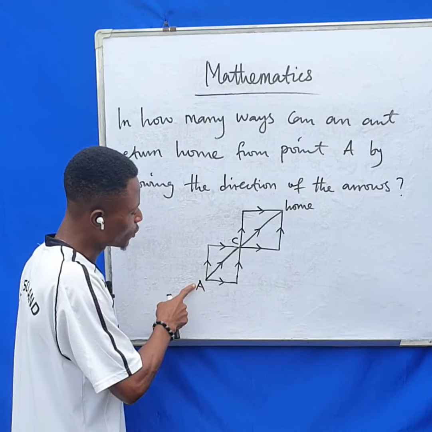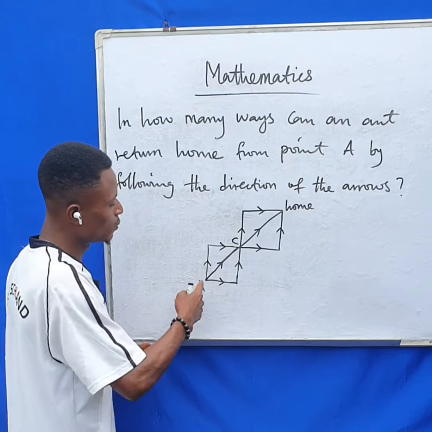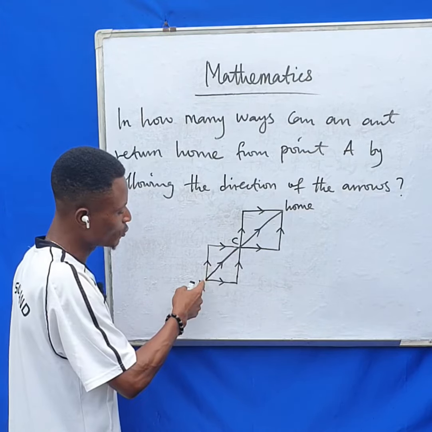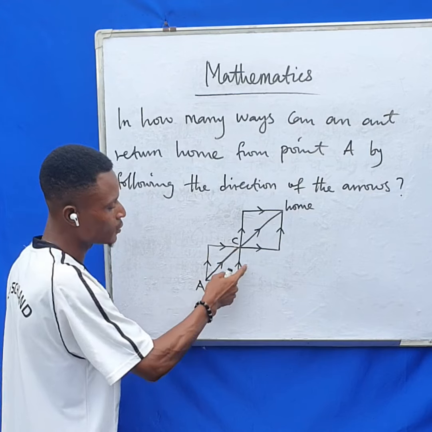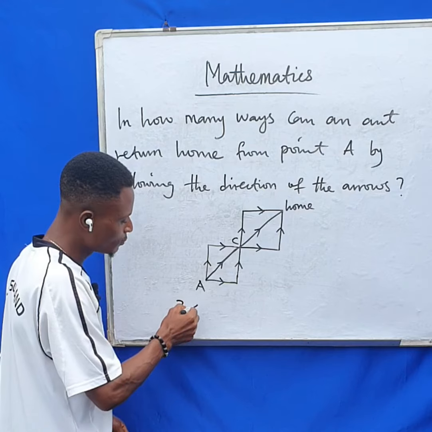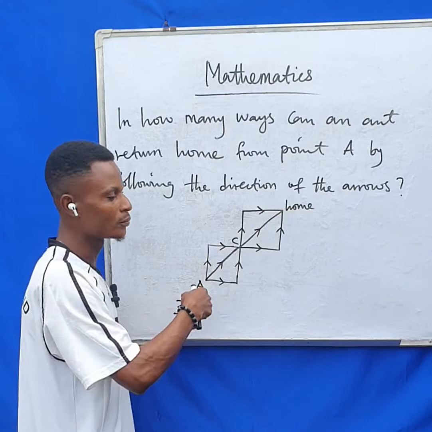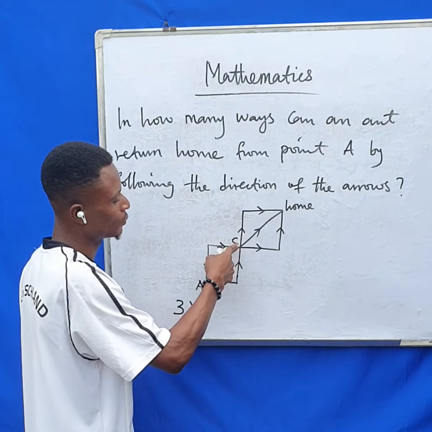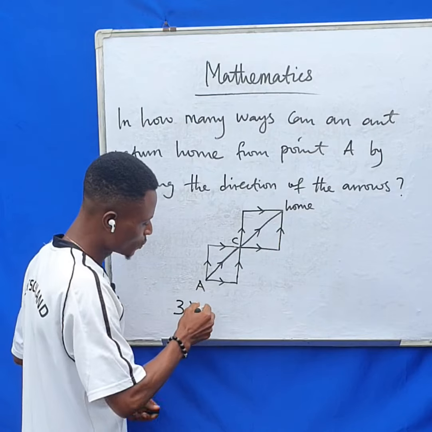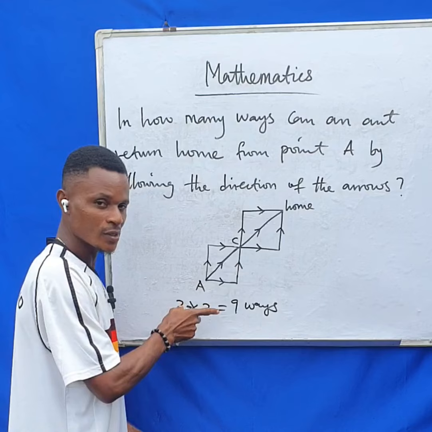So from this point A to point C, how many ways can this ant follow through the arrows? The ant can decide to pass here, 1, can decide to pass like this, 2, can decide to pass like this, 3. So here we have 3. Then times, from this point C, how many ways can this ant move from this point C to its home? Can decide to follow here, 1, decide to pass like this, 2, and like this, 3. So we have 3 times 3, and that will give us 9 ways. This is the answer to this question.